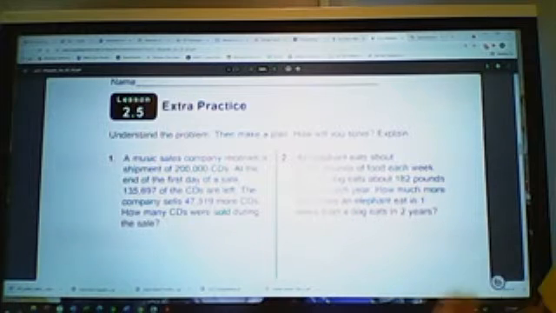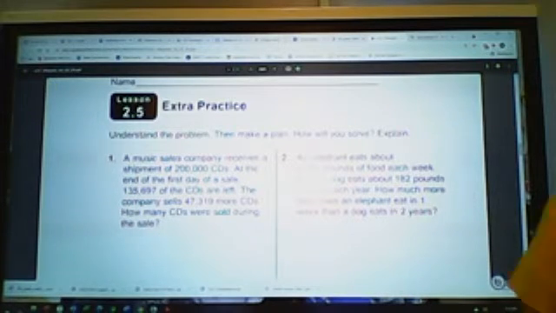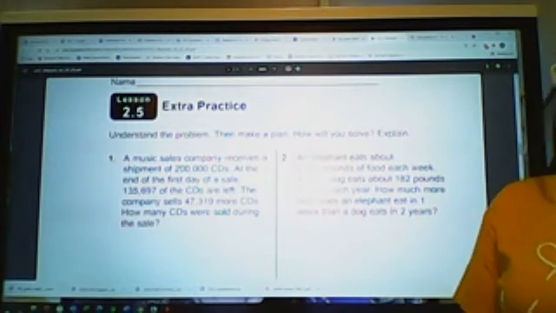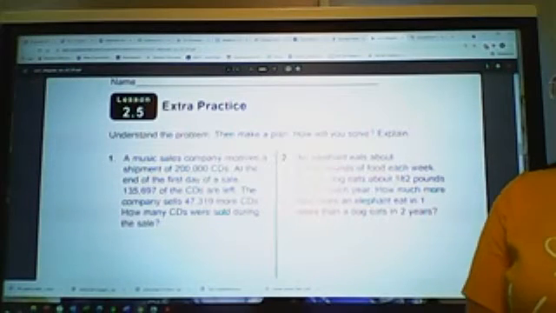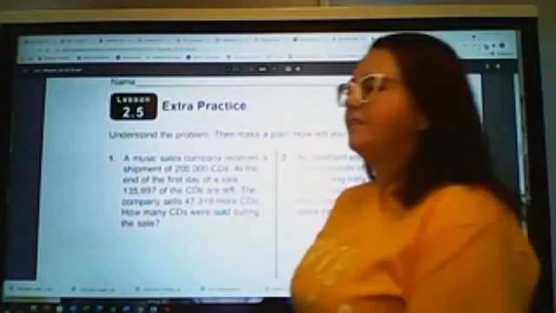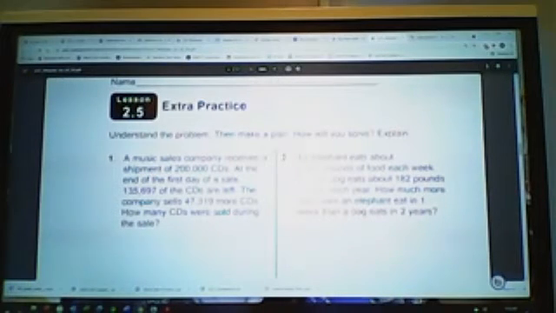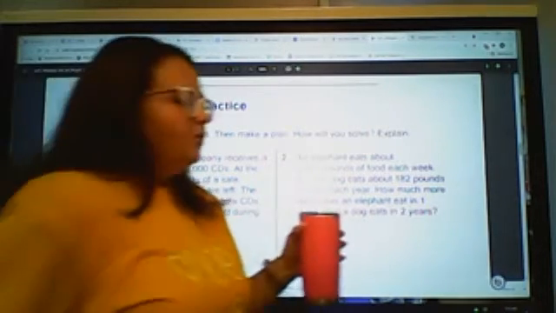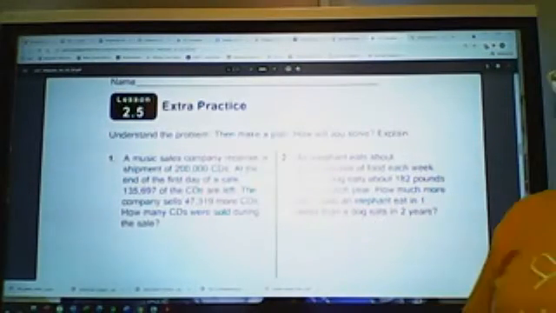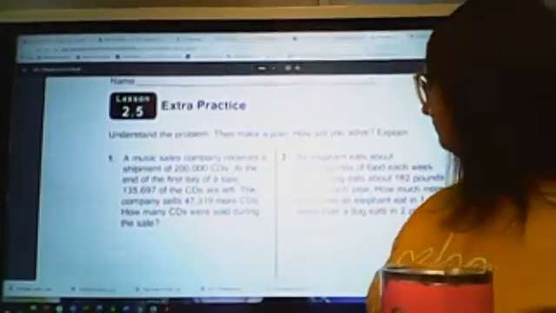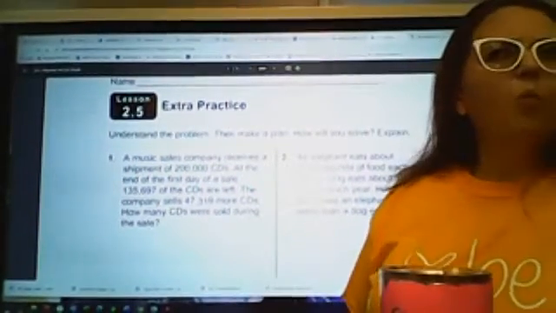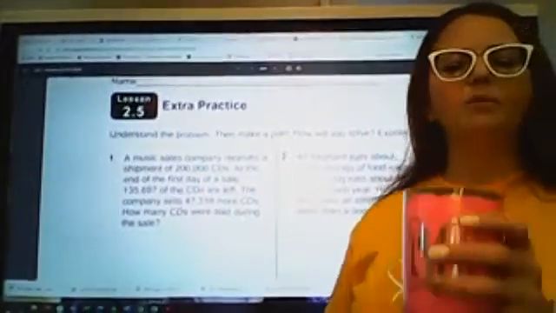It says a music sales company receives a shipment of 200,000 CDs. At the end of the first day of a sale, 135,697 of the CDs are left. The company sells 47,319 more CDs. How many CDs were sold during the sale? So, does anybody see any clue words here that will help us to know what we are even supposed to do with this problem?